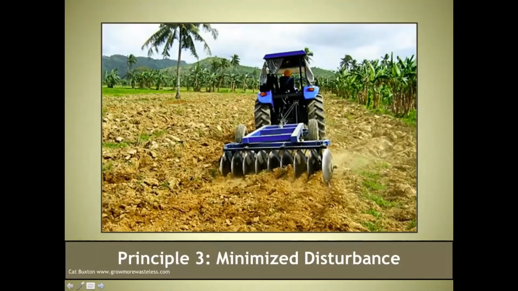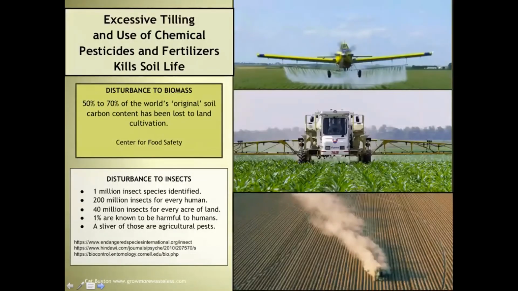The third principle is to minimize disturbance. If you think back to the pictures I've just shown of microbes and healthy soil activity and living roots underneath the ground, supporting all of these dynamic life forms in the rhizosphere, and we send a machine like this through the ground, what is that doing to all those little organisms? Excessive tilling and use of chemical pesticides and fertilizers kills soil life. Every time we disturb the soil, we disturb soil life.